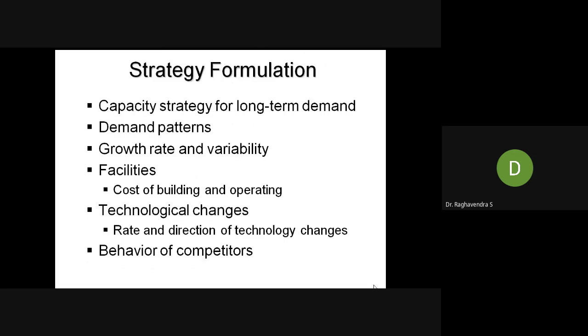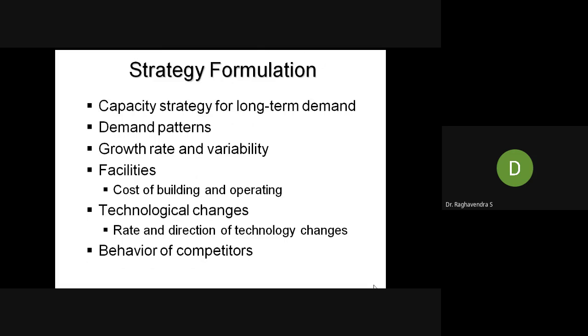Demand patterns. What kind of demand will they get from the customers? What patterns should they have? Next, growth rate and variability. We should have adaptability. It means whenever you start a company, you cannot make it a loss. So when you're selling the product, there should be the growth rate. There should be linear growth.